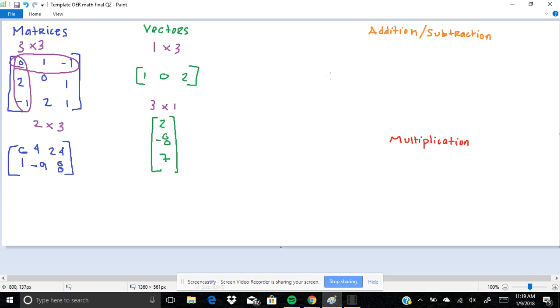So for addition and subtraction, we can take these different matrices and vectors and combine them where it is allowed to create different problems and equations. So for addition and subtraction, the important thing is that whatever matrices or vectors you are adding or subtracting, both of the two have to have the same proportions. So just say we did a 3 by 3 and a 3 by 3. And we were adding them.